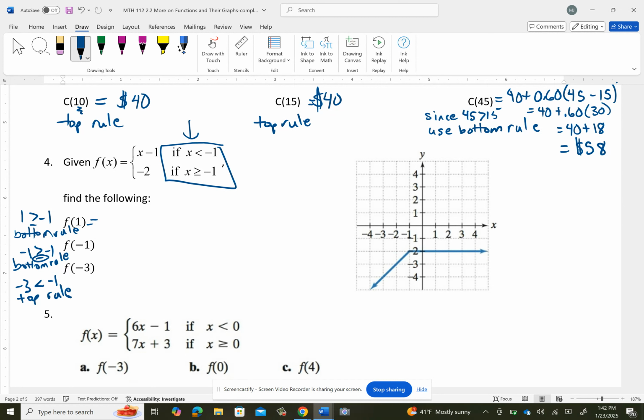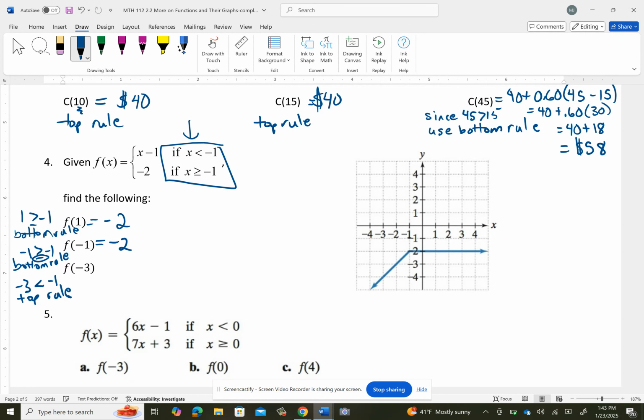So for f of 1, 1 is my x value. And I know since 1 is greater than or equal to negative 1, I use the bottom rule. And the bottom rule just says the output's going to be negative 2. All right, the next question was f of negative 1. Negative 1 is greater than or equal to negative 1. So I need the bottom rule, and the answer is going to be negative 2.